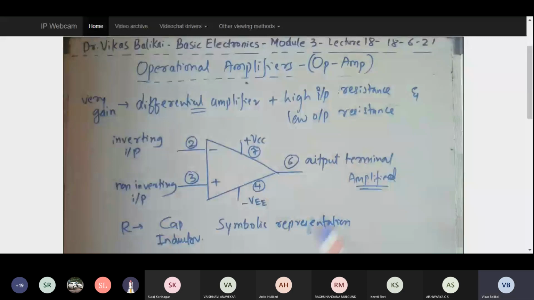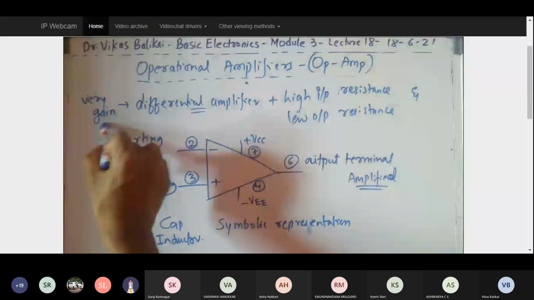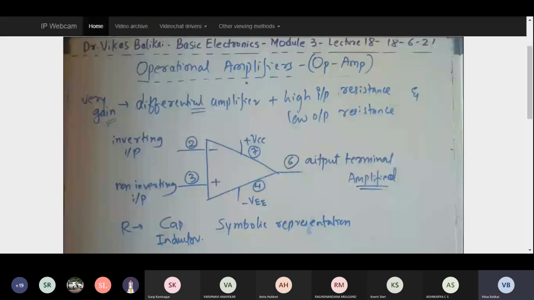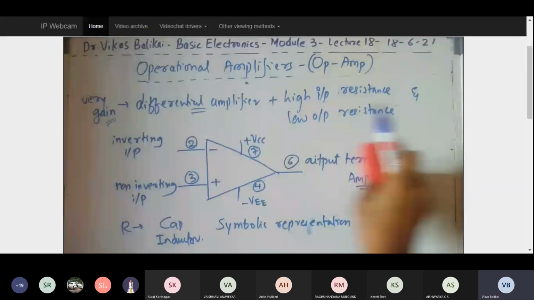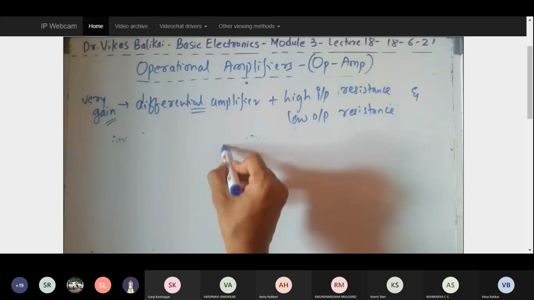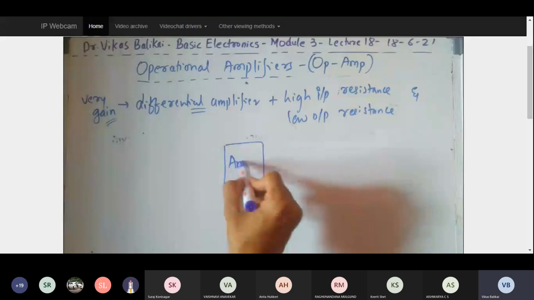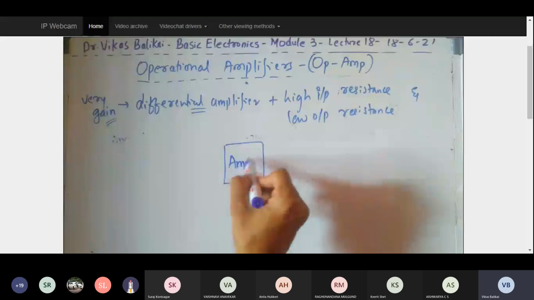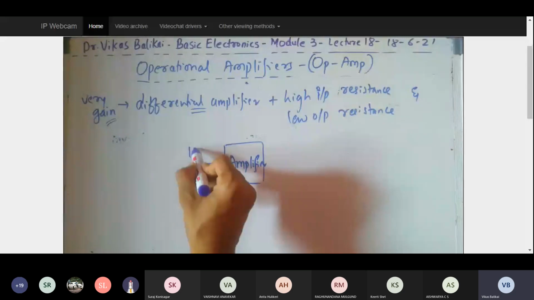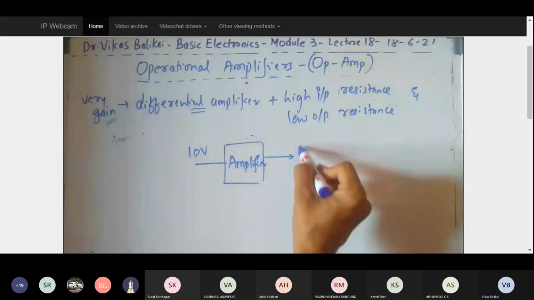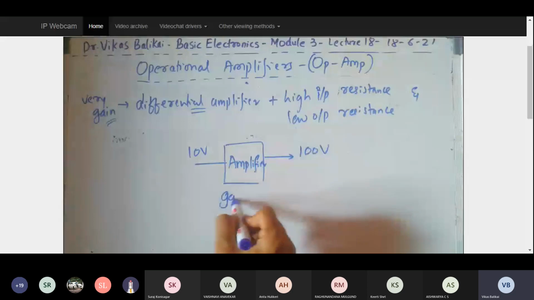Now, can anybody tell me what you mean by gain? I have the amplifier, and I gave the input as 10 volt. I'm getting the output as 100 volt. What is the gain?